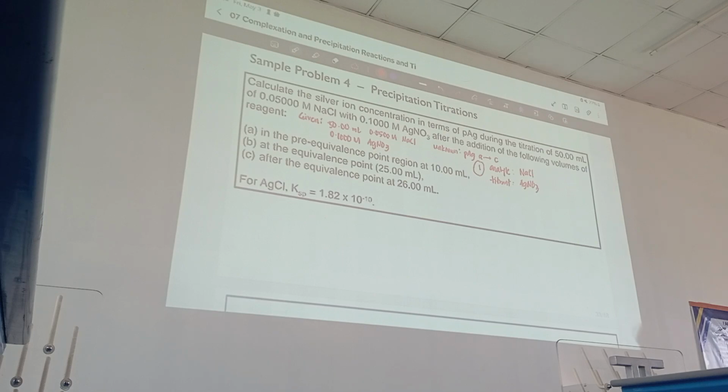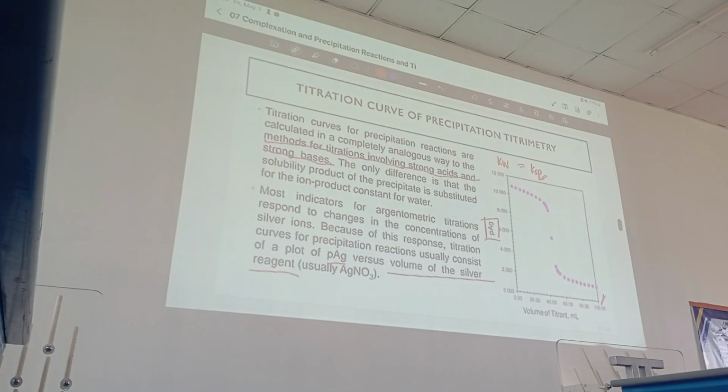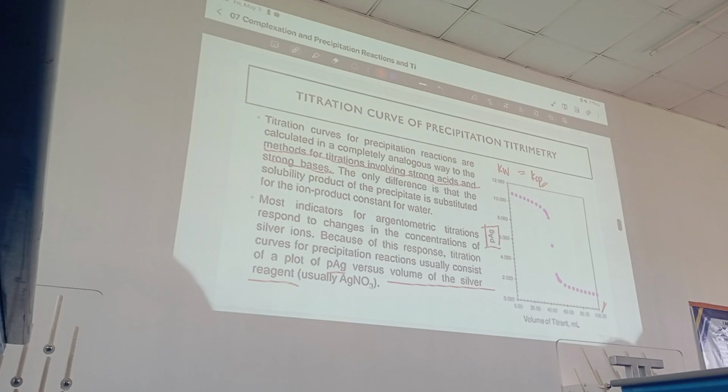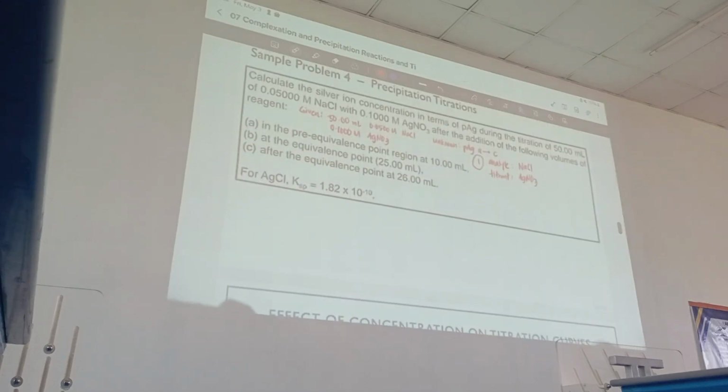But sir, is AgNO3 always the titrant? Yes, because in argentometric titration AgNO3 is used as the titrant. Okay, next. Number 2, balance: AgNO3 plus NaCl gives AgCl and NaNO3.